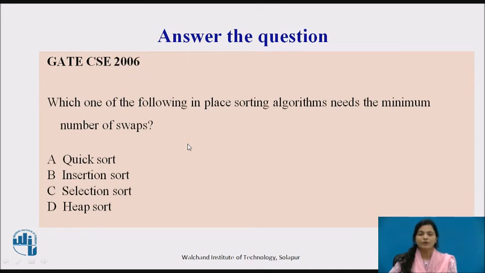So here is one more question, answer this question by pausing your video. It is GATE 2006: which one of the following in-place sorting algorithms needs the minimum number of swaps? We have just seen one sorting, so you can find out.